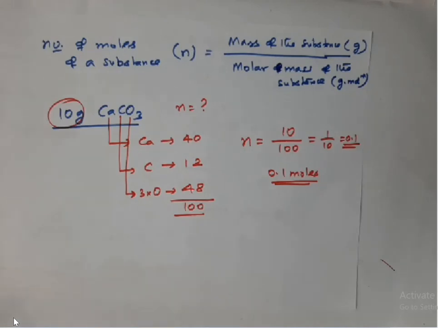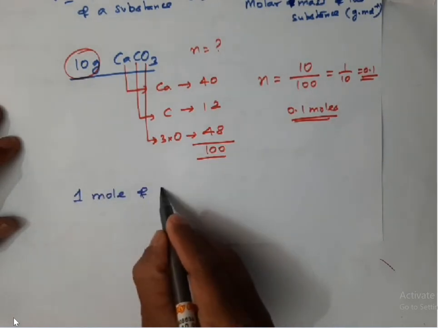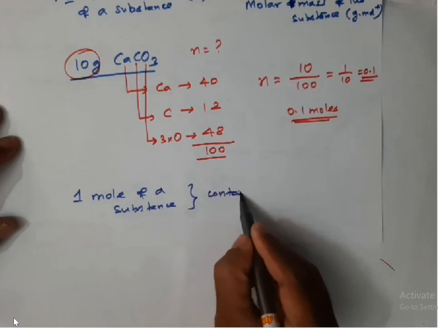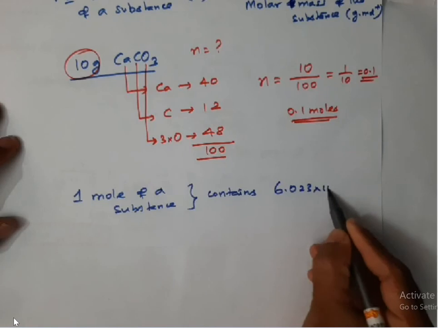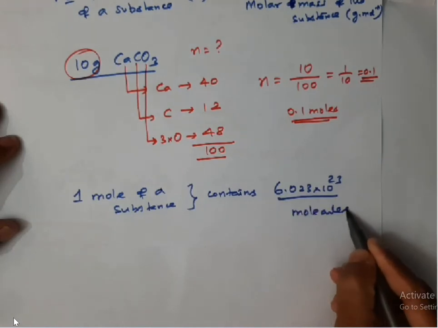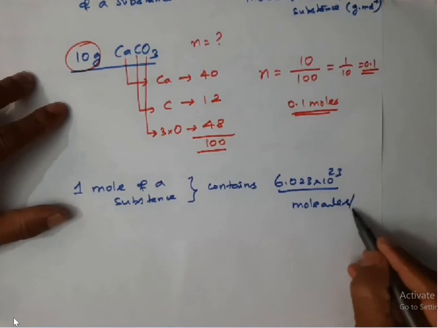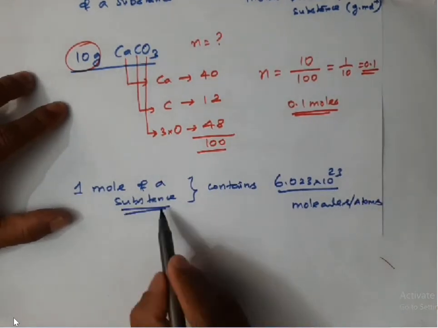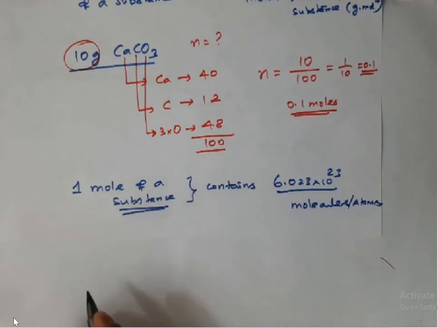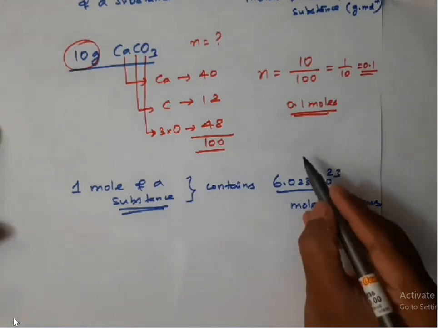And you might have heard about this: 1 mole of a substance, any substance, contains 6.023 into 10 power 23 molecules or atoms. I just generally mentioned it as substance. It may be a molecular substance or a simple element, and depending upon that you will get either molecules or atoms, but it should contain Avogadro number of particles. This is nothing but Avogadro number.